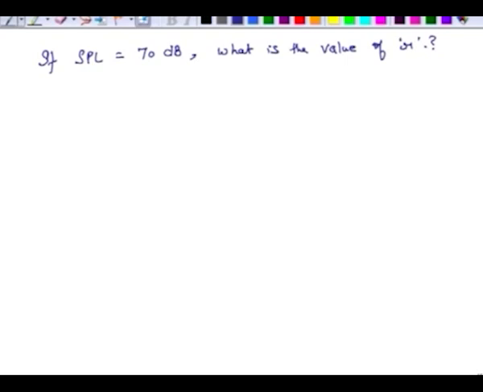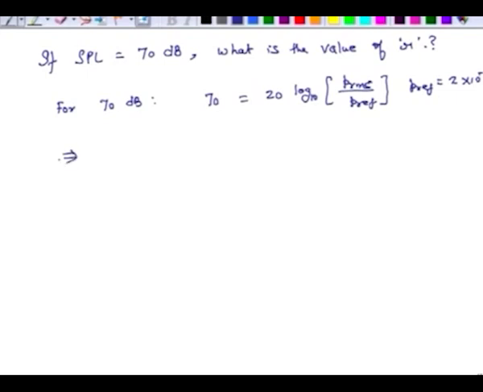So, we start figuring out the value of r, and the first thing we have to find is what the pressure is when the decibel level is 70. So, for 70 decibels, 70 equals 20 times logarithm of P RMS divided by P ref, and P ref equals 2 times 10 to the power of minus 5 pascals.